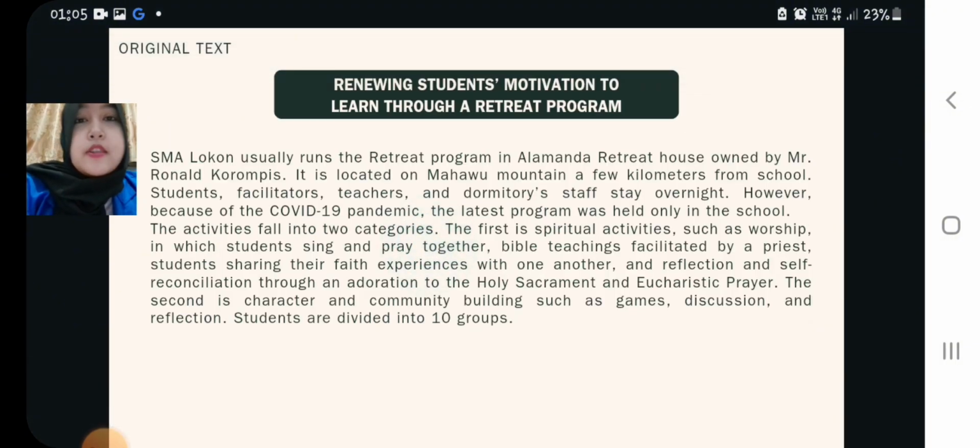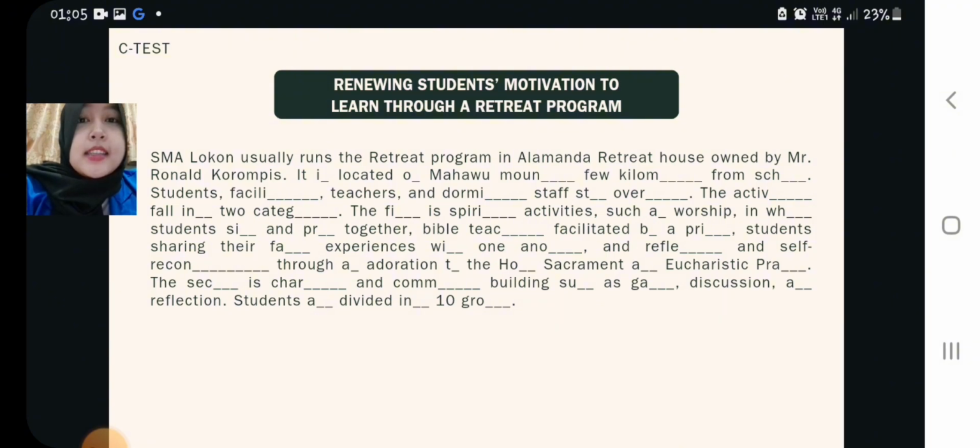And this is the first passage I chose from the article, and this is the original text. And this is the C-Test. There are 40 blanks I've made, and the topic is about renewing students' motivation to learn through a retreat program.